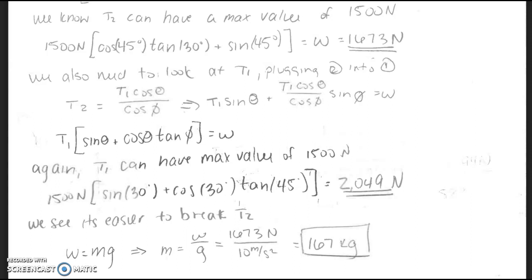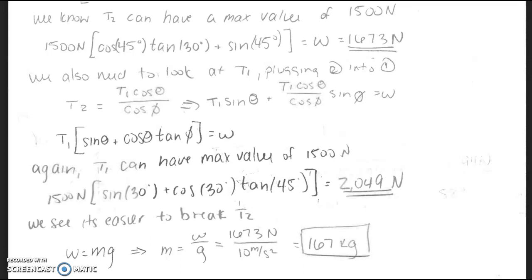So let's test out what happens when T1 is 1,500 newtons. So we plug in 1,500 newtons for T1, whatever angles we have corresponding to our known quantities, and we end up seeing that when T1 is 1,500 newtons, the weight is going to be just above 2,000 newtons. So we see here that it is easier to break rope 2, or tension 2, right? It takes less weight in order to cause it to break, because 1,600 is less than 2,000.